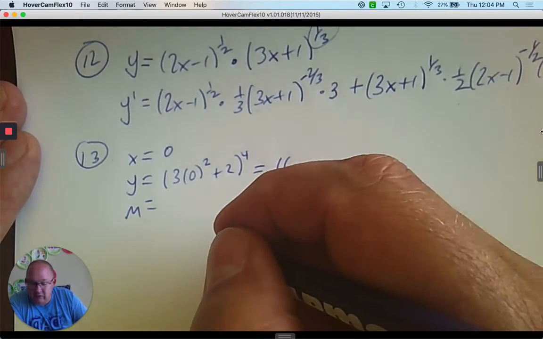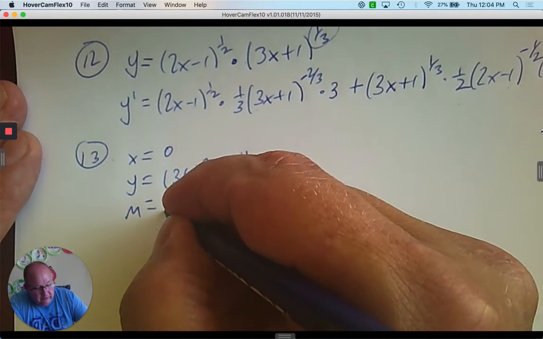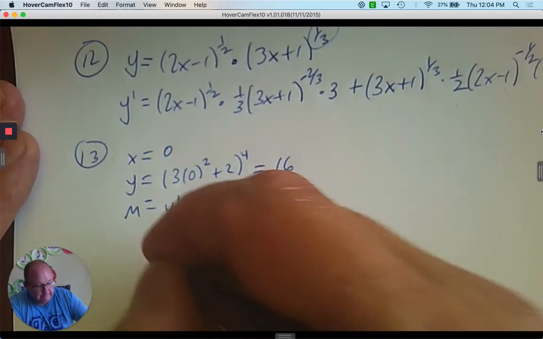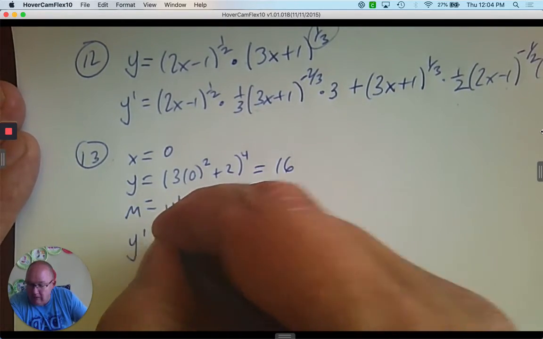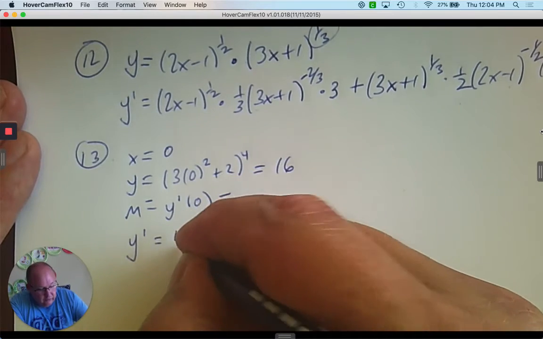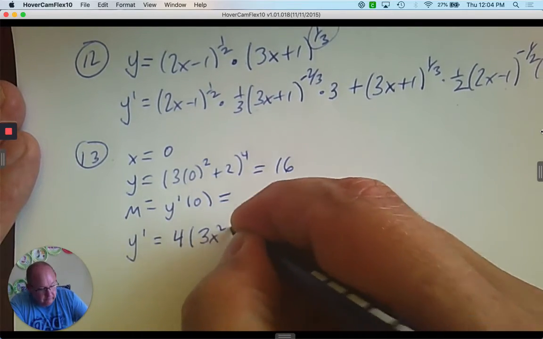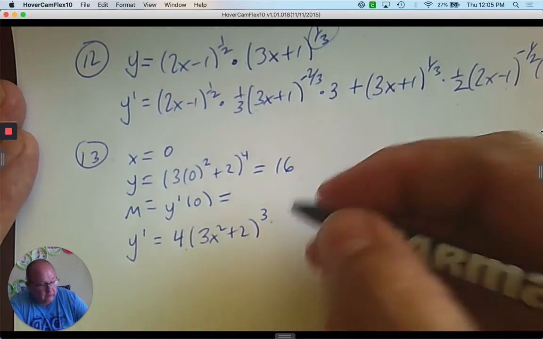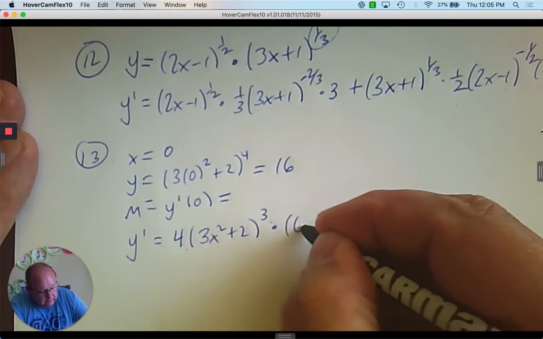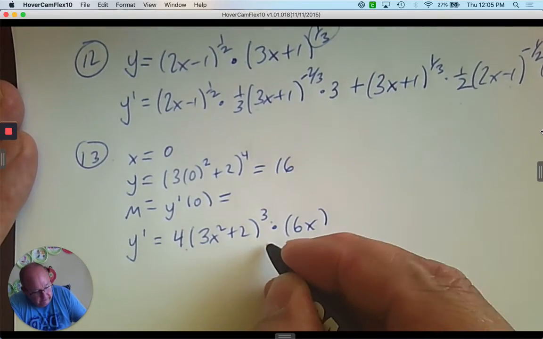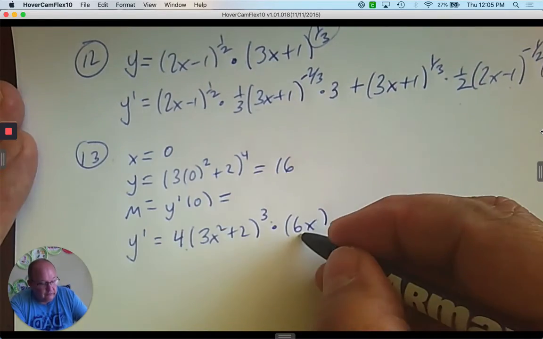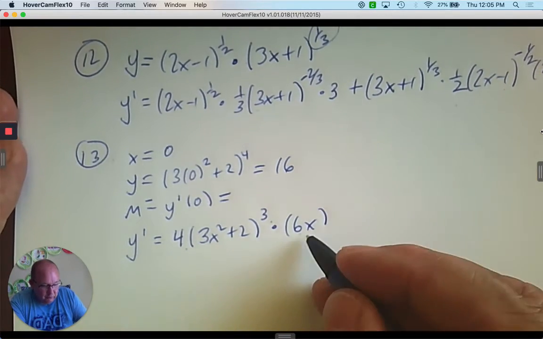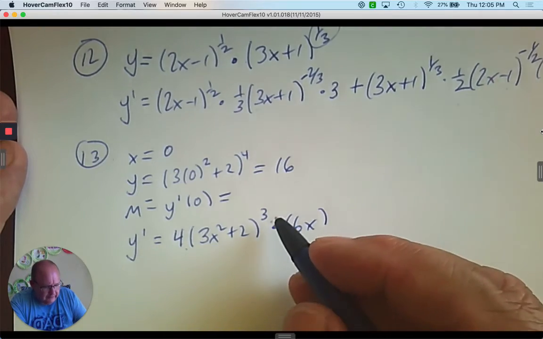And then the slope. Well, the slope is the derivative using the x coordinate. So before I can do that, I need to find the derivative of y. So I'm going to use the power rule and the chain rule here. So first step, 4 times 1 in front, subtract 1 from the exponent. Then what's the derivative of the base? 2 times 3 is 6, subtract 1 from the exponent. So we've used the power rule and the chain rule here.